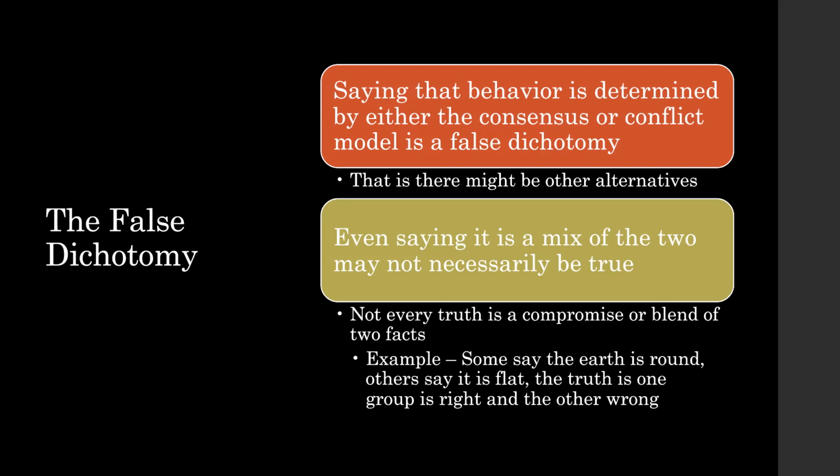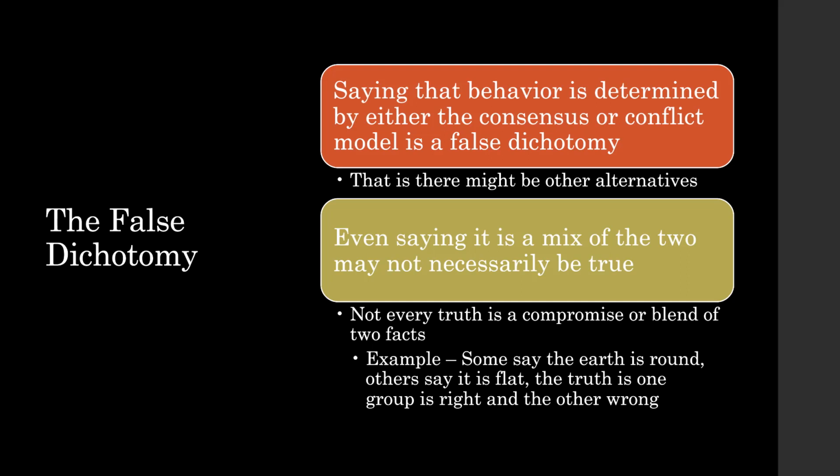So I do want to state that this is what's often called a false dichotomy. Don't think that there's only ever two perspectives to something when someone says, well, there's got to be A or B. Saying behavior is determined by either the consensus or the conflict model, that's a false dichotomy. There might be other alternatives we could explore. Even saying, well, the truth is somewhere between these two is not a great thing, because not every truth is a compromise or a blend of two things.